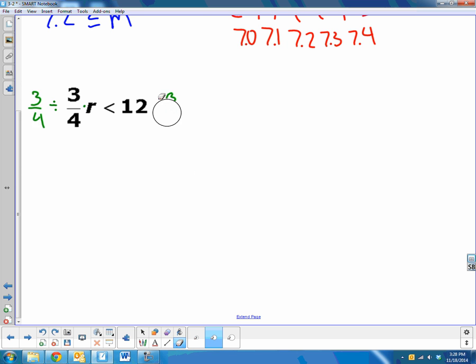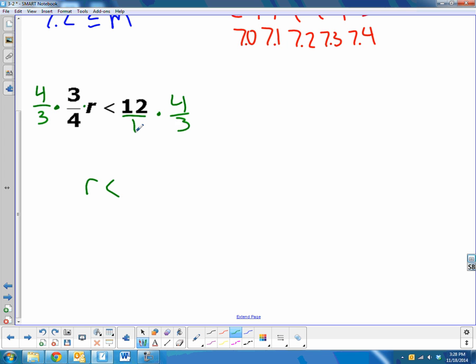Or you can skip to that step and say, well, I know I'm going to have to multiply both sides by 4/3 eventually, times 4/3. And so if I do that, 4/3 times 3/4 gives me 1r. And 12 times 4/3, when we're going to set it up as a fraction, you multiply the numerators together, you multiply the denominators together, you should end up with 16 in the end. Double check your math, work through the problem, see if you get 16.